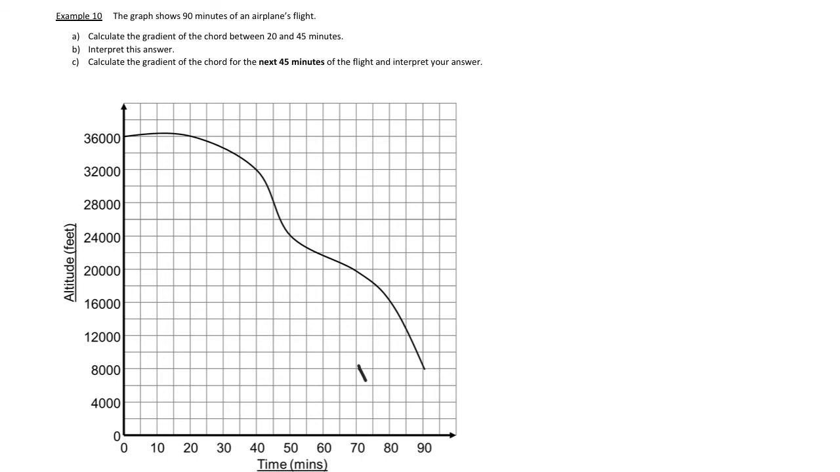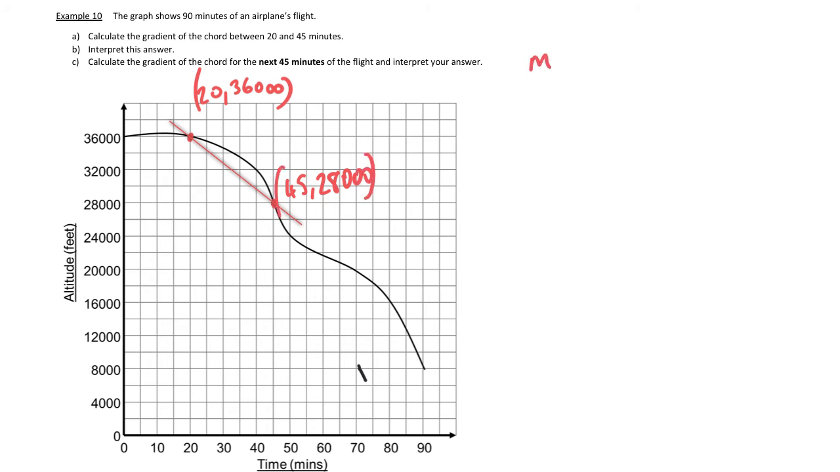Example 10, the graph shows 90 minutes of an airplane's flight. Calculate the gradient of the chord between 20 and 45 minutes. So what we need to do is mark on our 20 and 45 minutes. 20 minutes is here, 45 is there. Let's draw the chord between those 2 points and label on the coordinates. So the coordinate of the first one was 20 and 36,000, and the next one was 45, 28,000.